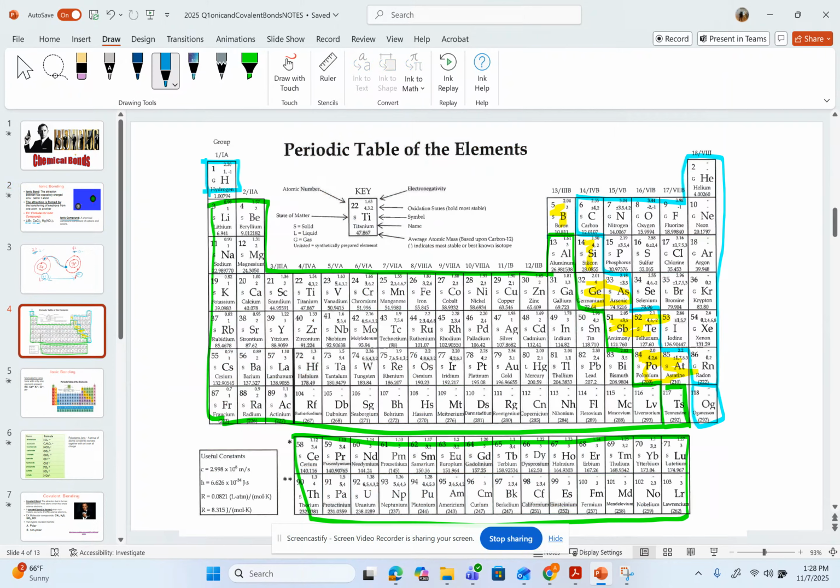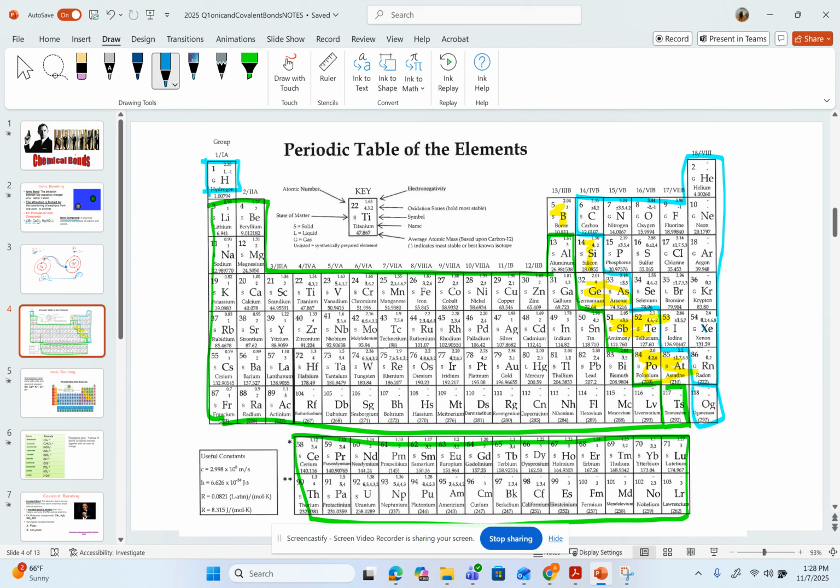Metals are usually going to form bonds with nonmetals. Anything in the green area, those are all metals. All of these will form cations. They're all going to lose their valence electrons to the ones in the blue. All the ones in the blue are considered to be nonmetals. These here are metalloids. A lot of times metalloids are going to bond with the nonmetals.